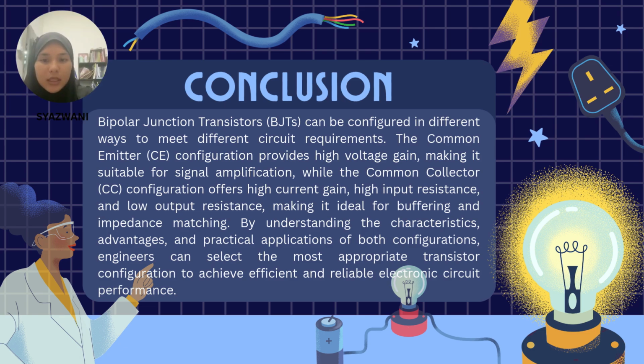So, lastly, the common emitter and common collector are two important BJT configurations that have different functions. The common emitter configuration is mainly used for voltage amplification, while the common collector configuration is suitable for buffering and impedance matching. By understanding their characteristics and applications, we can choose the most suitable configuration for different electronic circuit design.